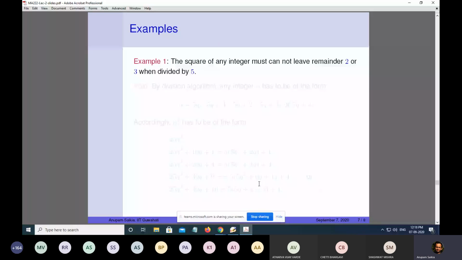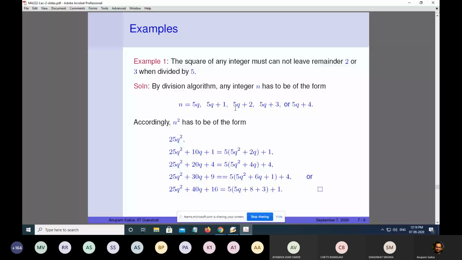So let's see how we can apply the division algorithm, how it is useful. For example, the square of any integer cannot leave remainder 2 or 3 when divided by 5. We can simply apply the division algorithm because any integer n, when I divide by 5, can have remainder 0, 1, 2, 3 or 4. These are the only choices.